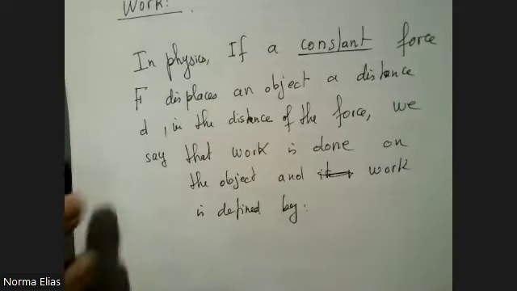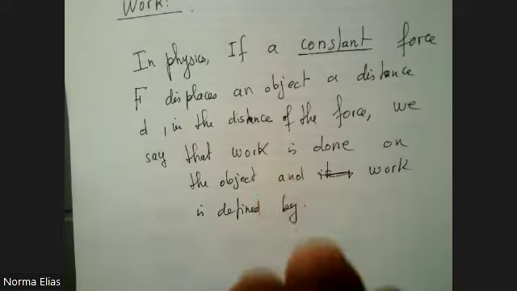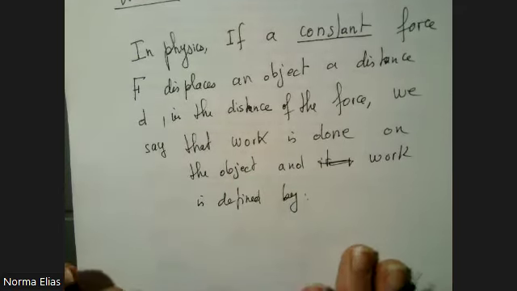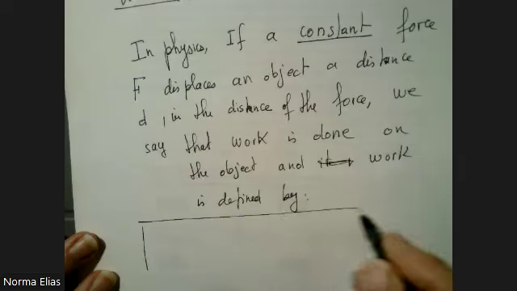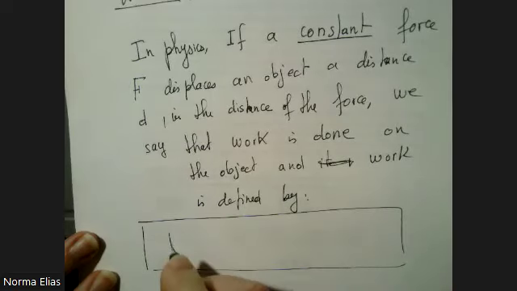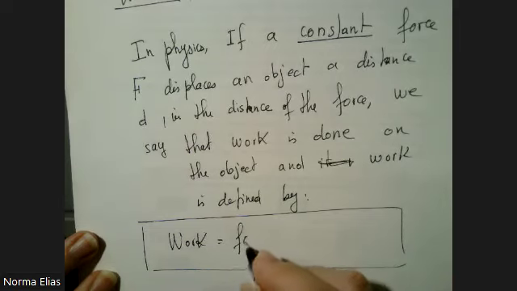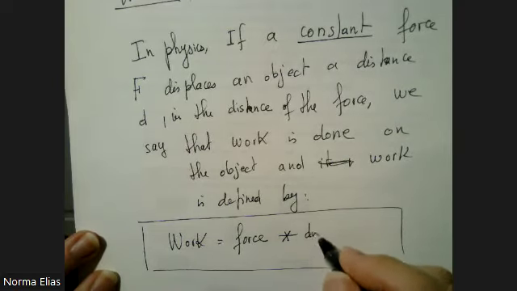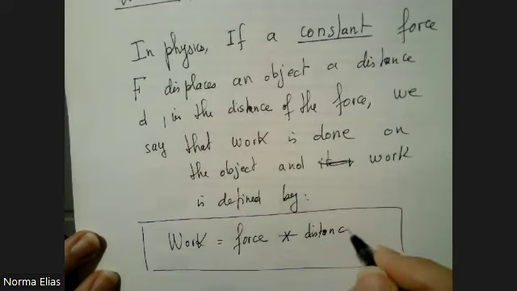Okay, so if you have a constant force which moves an object a distance d, then we say work is done on the object, and we define, as you guys said, that the work is the force times the distance. The more you lift it, the more energy you're giving the object. And the heavier it is, of course, the more energy the object has.